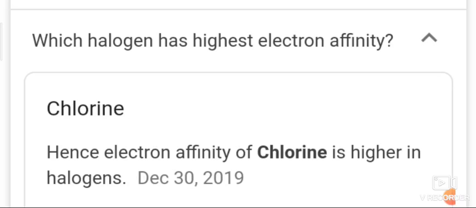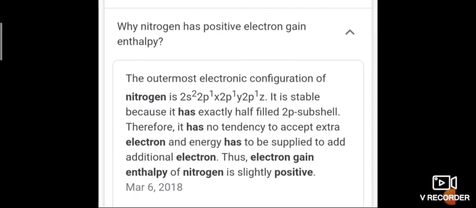Which halogen has more electron affinity? Chlorine has more electron affinity among the halogens. Why does nitrogen have positive electron gain enthalpy? The electronic configuration of nitrogen is 1s2, 2s2, 2p3. In the p orbital, 3 electrons means the 2p subshell is exactly half filled. Therefore, it has no tendency to accept an extra electron, and energy has to be supplied to add an additional electron. Thus, the electron gain enthalpy of nitrogen is slightly positive.